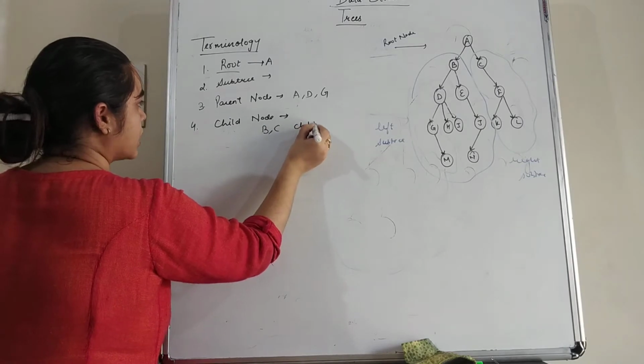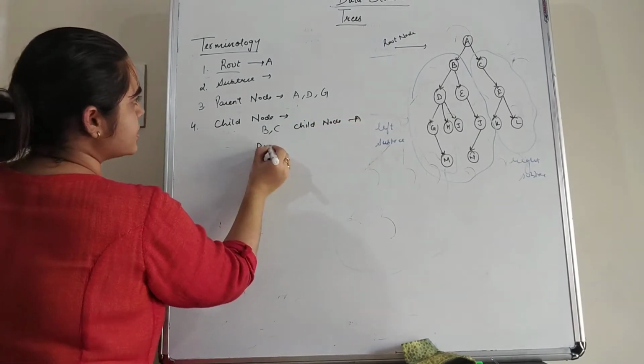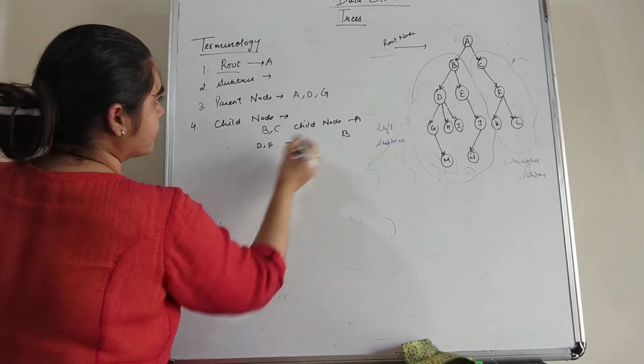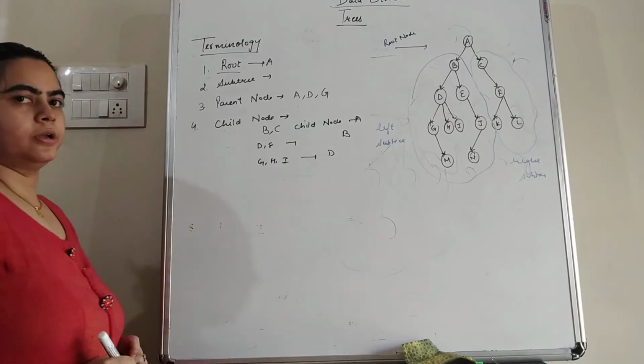So we can write one or two examples. B and C are the child nodes for A. Next, D and E are the child nodes for B. G, H and I are the child nodes for D.